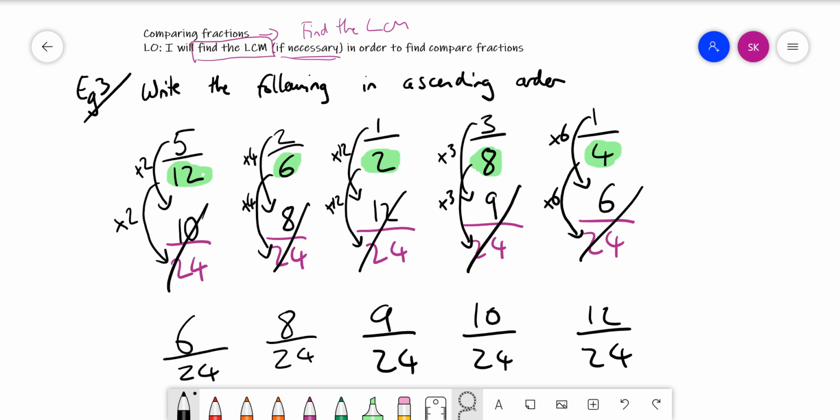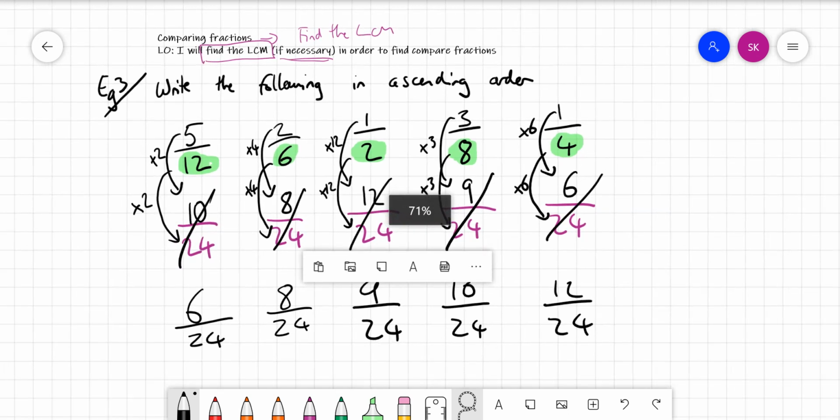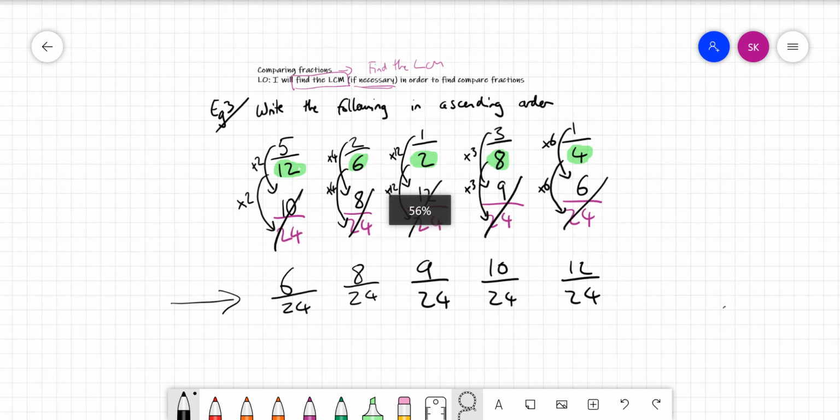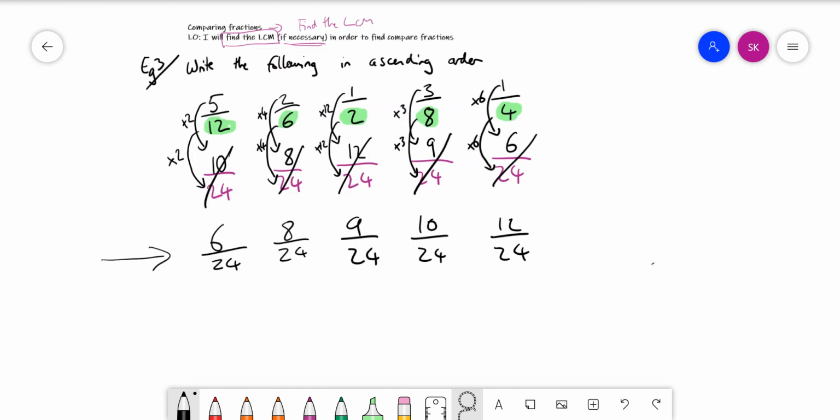But can you see the problem with what I've just done? I was asked to write the fractions in ascending order, but I've got here 5 different fractions to what I had in the original question. So what I need to do is write out the original fractions that I was given, not the fractions that I've written to compare them. So I'm going to go back to my original question.